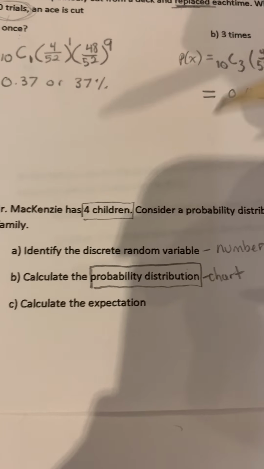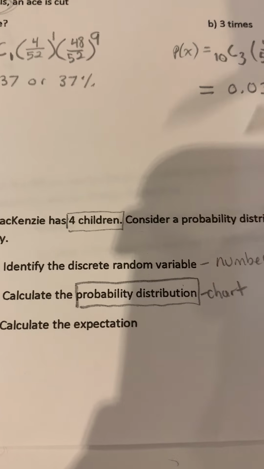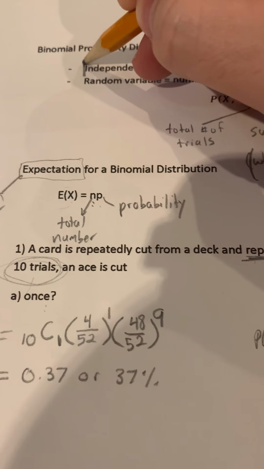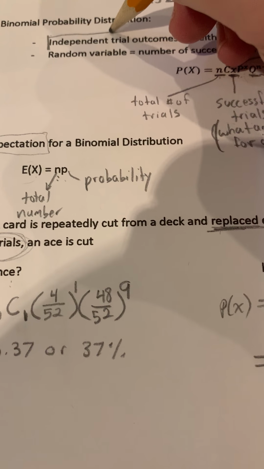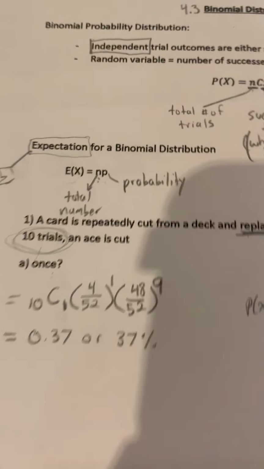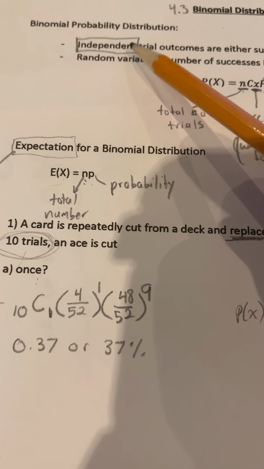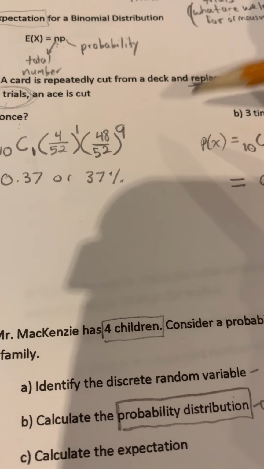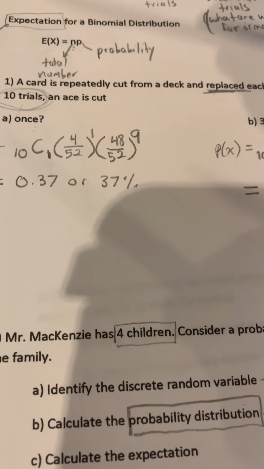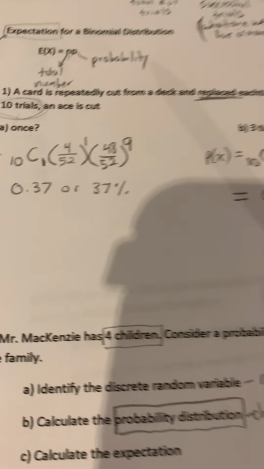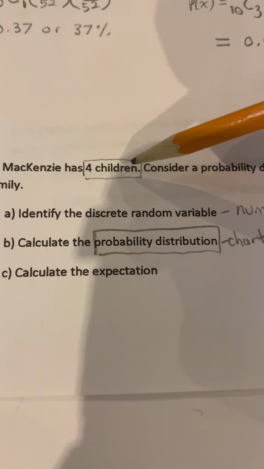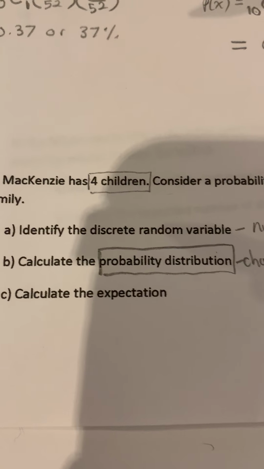I forgot a very key word that I missed here: independent. Independent is a key for a binomial, so each trial is independent. Again, when we did the cards, when we take a card and put it back, the next trial is independent of the previous one because it's still 52 cards. Here, each child is an independent trial.